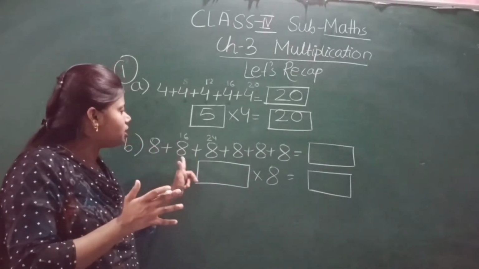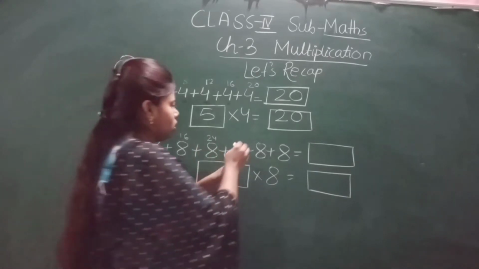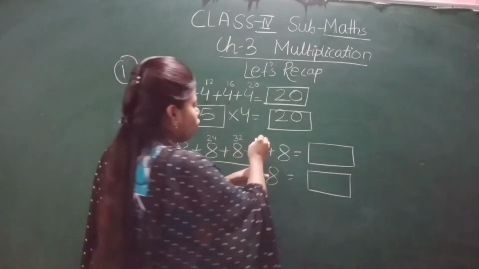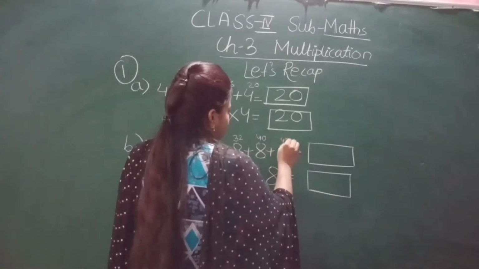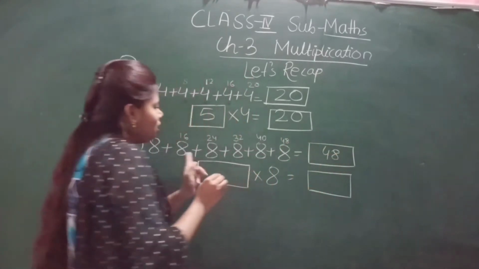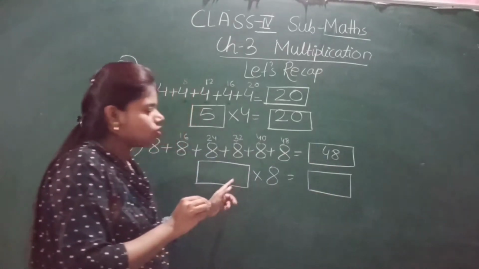So 8 plus 8 is 16. 16 plus 8 is 24. 24 plus 8 is 32. Now 32 plus 8 is how much? 40. And 40 plus 8 is how much? 48. So the main answer is how much? 48. So by adding these 8s, how much did we get? 48. Now let's do the shortcut one.